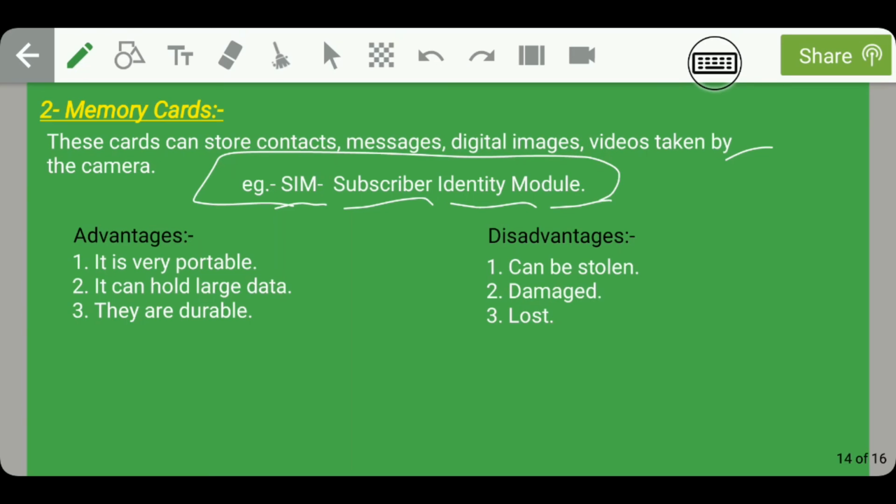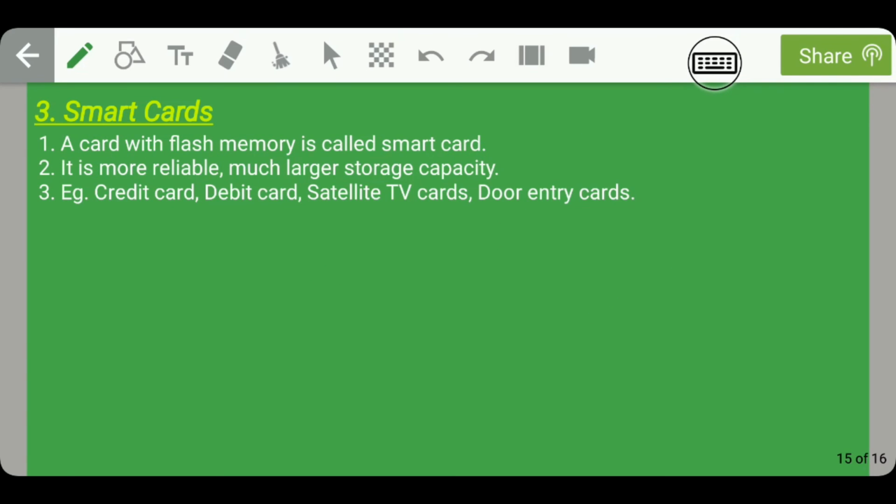Guys, the advantages of memory cards are again that they are very portable, they can hold large data and they are durable. And the disadvantages of memory cards are that since they are portable, they can be stolen or damaged or lost. Guys, moving on, the third example of solid state storage devices is smart cards. A card with flash memory is called a smart card. It is more reliable and has much larger storage capacity. Some examples of these smart cards are credit cards, debit cards, satellite TV cards and door entry cards.